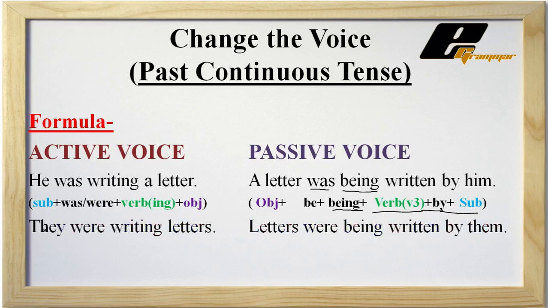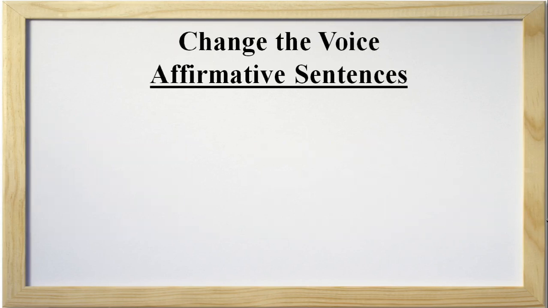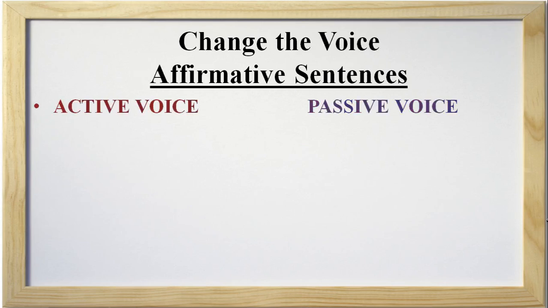Now what if our object is in plural form? See this sentence: They were writing letters. Our object is in plural form, so in passive voice: Letters were being written by them. Why do we use were here? Because our object is in plural form. The remaining part remains as it is, being written by them. Understood? Now take a look at some examples in affirmative sentences in past continuous tense.